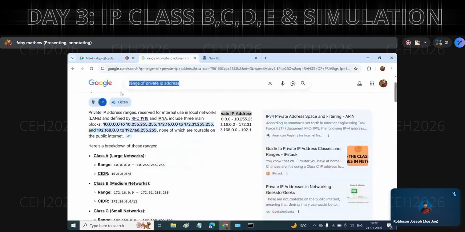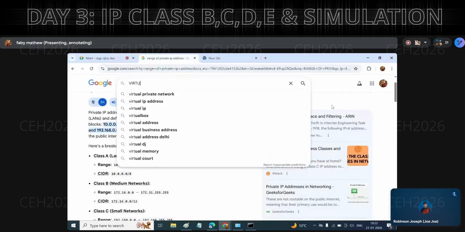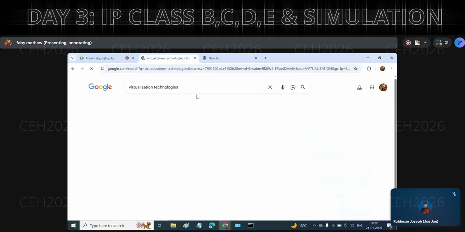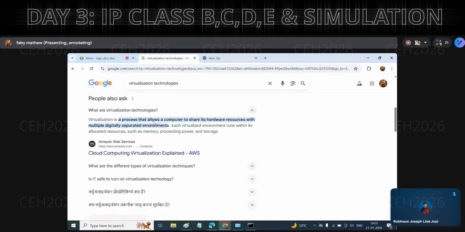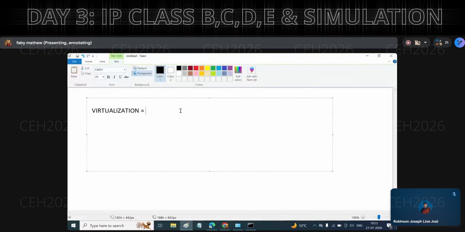See, if I'm typing here, virtualization technology. It is showing: virtualization is a process that allows a computer to share its hardware resources with multiple digitally separated environments. What exactly is virtualization technology?